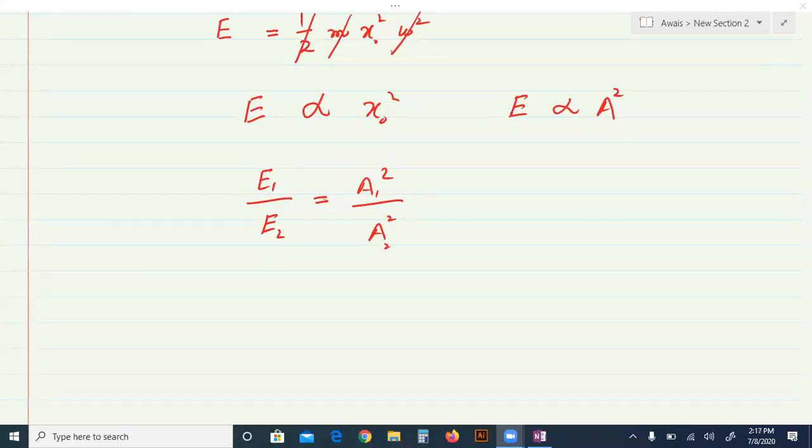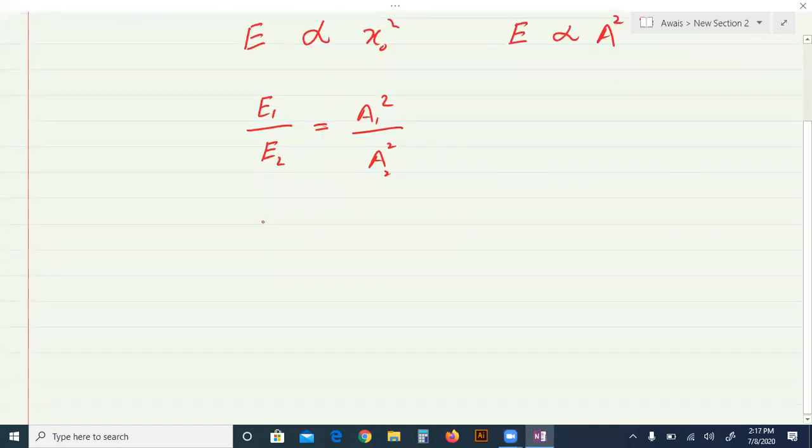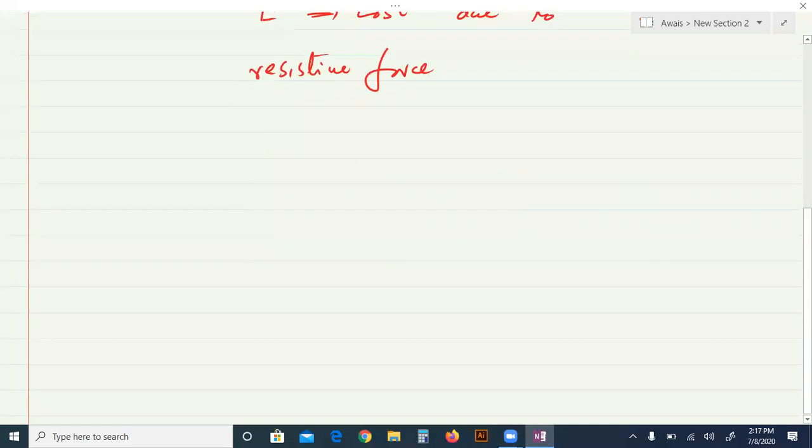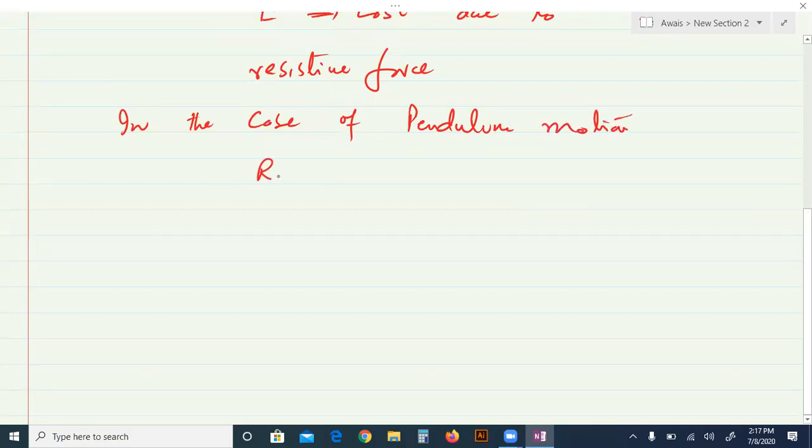Now, energy is lost during oscillation due to some resistive forces. In the case of the pendulum, the resistive force is air resistance.